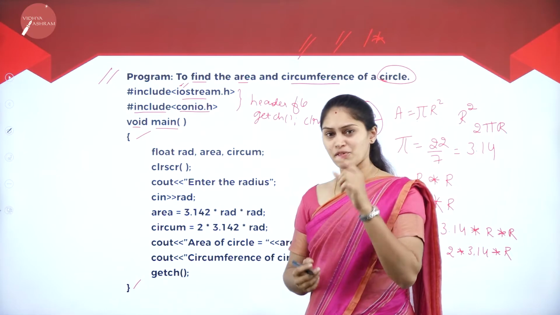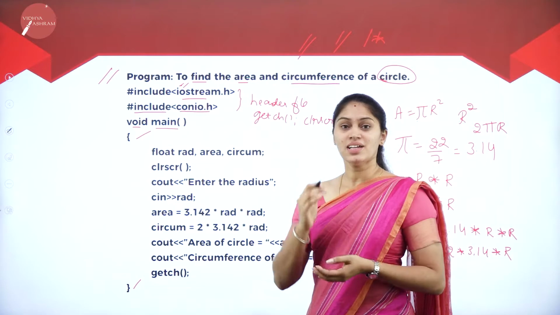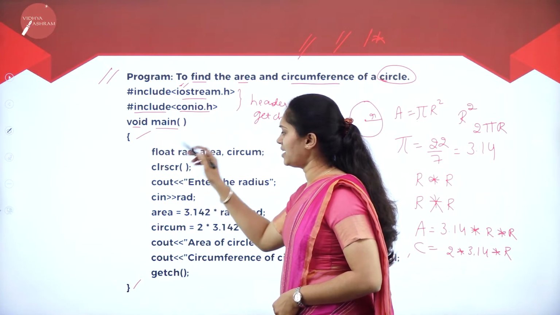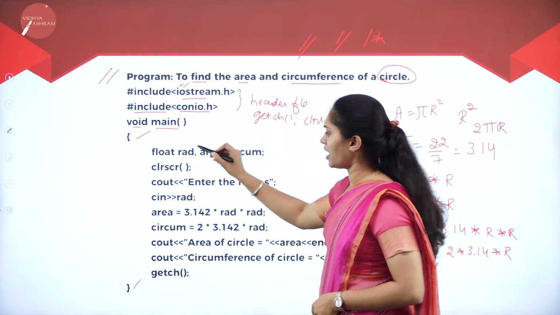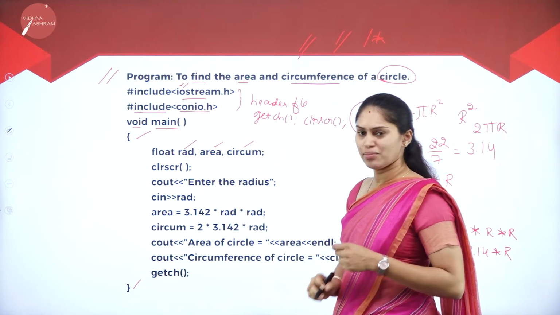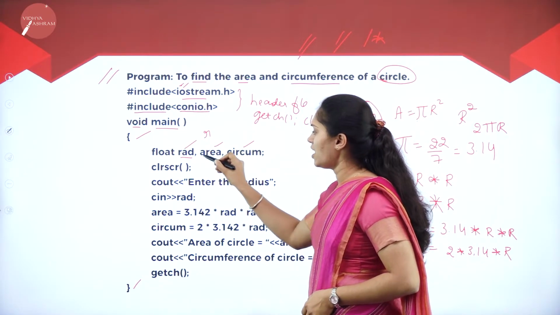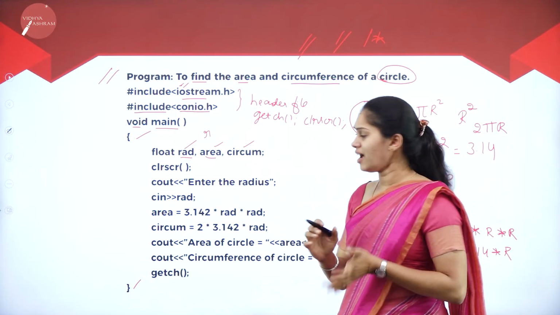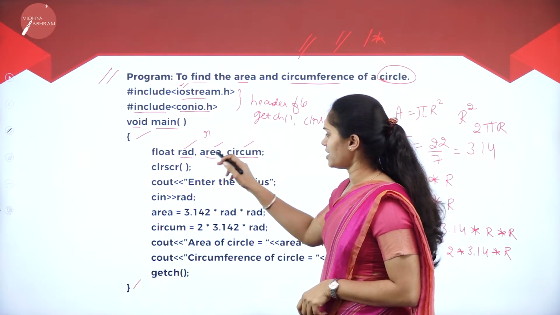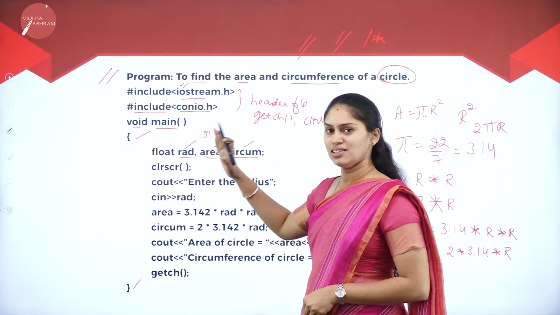Whatever we are going to write between that opening and closing of flower braces comprises the body of a function, that is the main function. Here I am declaring three variables: rad, area and circum. Why do I require three variables? RAD represents the radius value I am taking, and I want to find the area and the circumference of a circle. For that purpose, I require these two variables, and I also require RAD or radius as a variable.